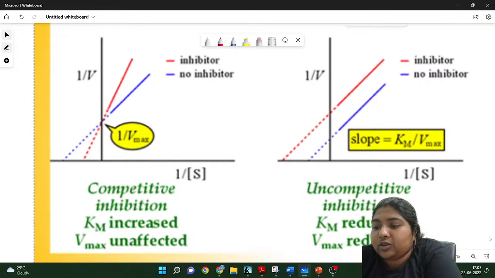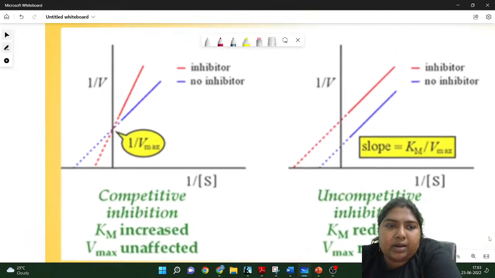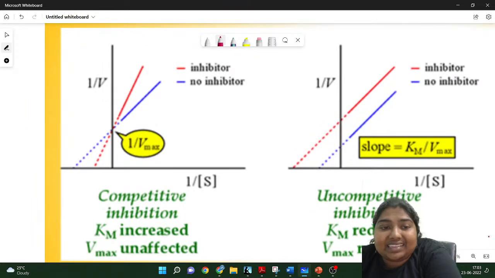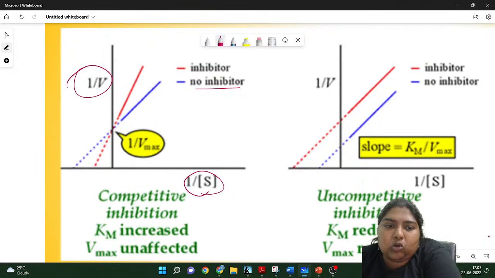So now you are going to make a graph between 1 by V versus 1 by S. So this is going to be your 1 by V versus your 1 by S. If there is no inhibitor, this is how the line goes. And if it is with the inhibitor, it is going to form, yes Harry, thank you CG, it is going to form the CX.